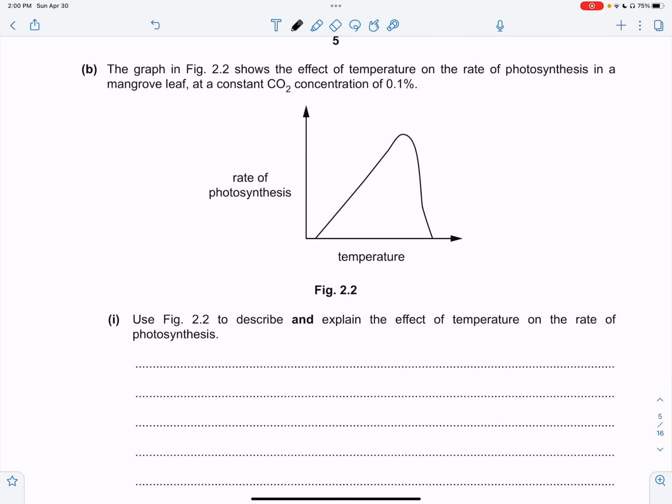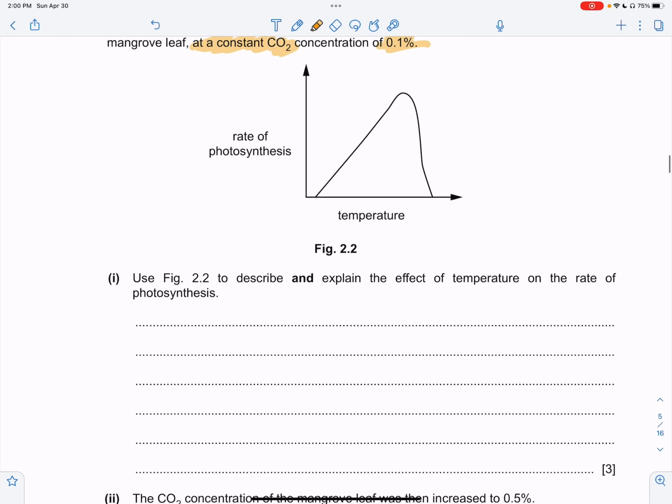Okay, a little bit of limiting factors. So we're seeing the effect of temperature on the rate or the speed of photosynthesis in a mangrove leaf, and you're at a constant CO2 concentration of 0.1%. So again, we're going to be looking at the describe and explain. So what do you see and why? What is the graph doing? Explain why it's doing that. The effect of temperature on the rate of photosynthesis.